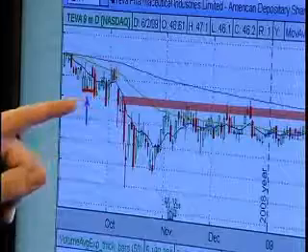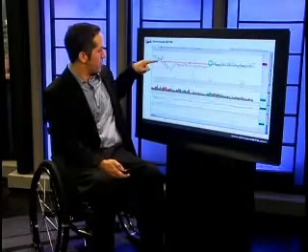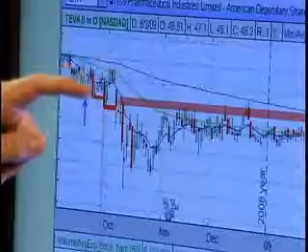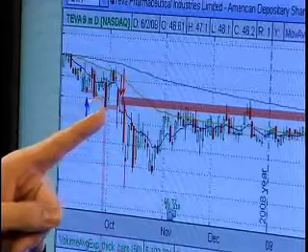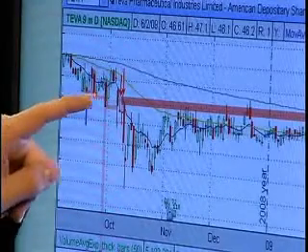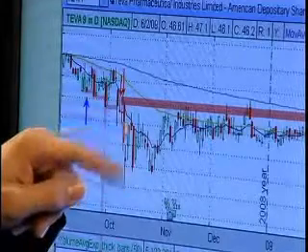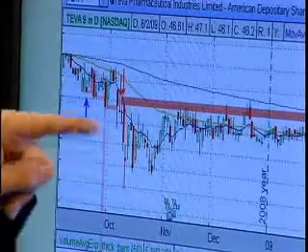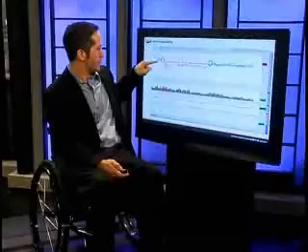So you see here, you have a little bit of support. However, that support was broken with this long red candlestick. It's a down day. You can see it happen again right here. So if this one didn't give you enough confidence to get bearish or prepare for this opportunity to short volatility right here, this one certainly confirmed what you thought originally.